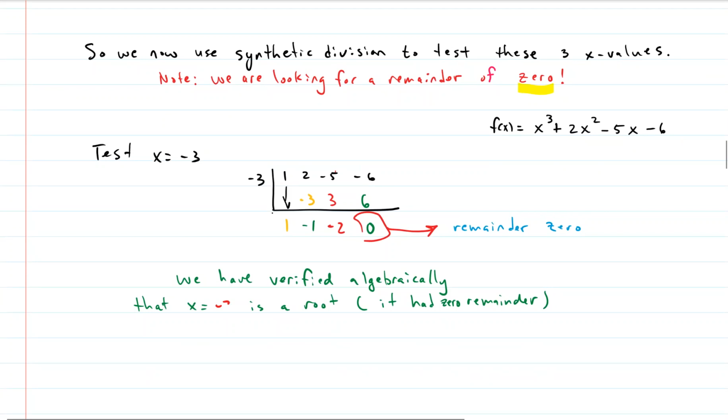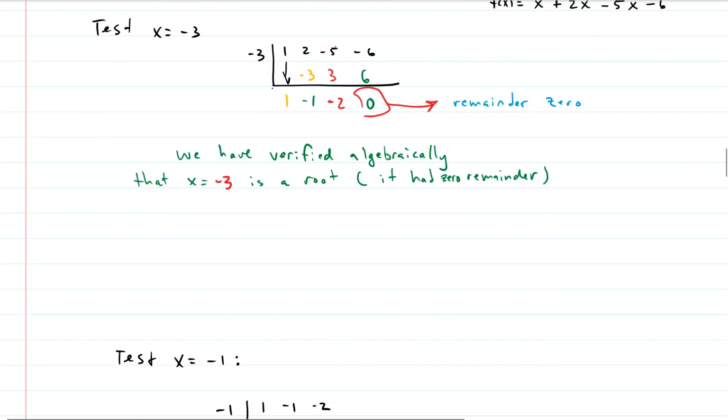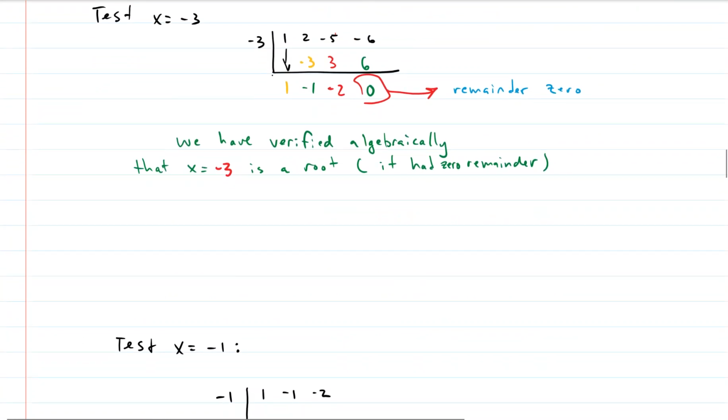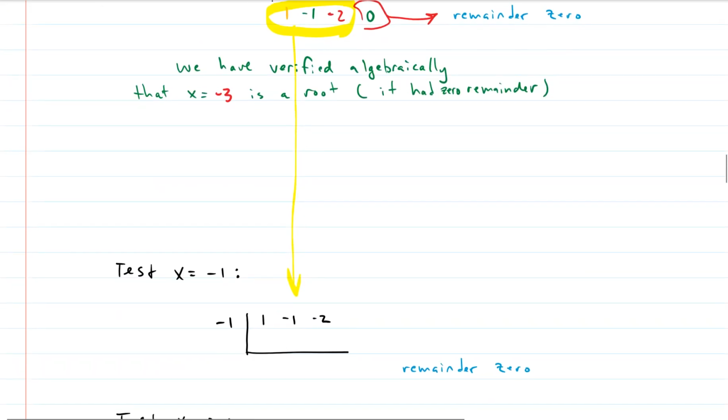We have confirmed that x equals negative 3 is a root because it has a 0 as a remainder when we did our synthetic division. So we can keep going and continue to test our roots. And a cool thing about synthetic division here is that we don't have to start over. We can take the numbers where we left off and use them. So 1, negative 1, negative 2, and just keep going.